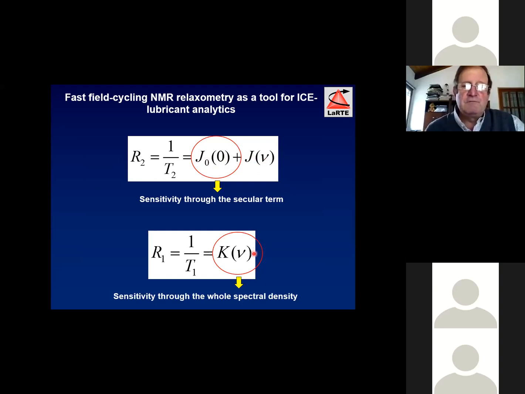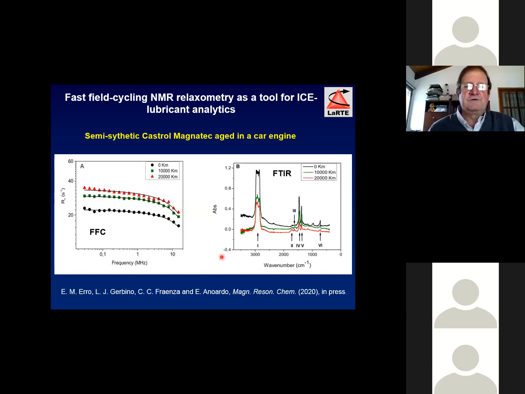But when you use T1, you go to low frequencies, all the spectral density is sensitive to the processes that are going on in the large time scale. So that's why T1 is more sensitive at low field.